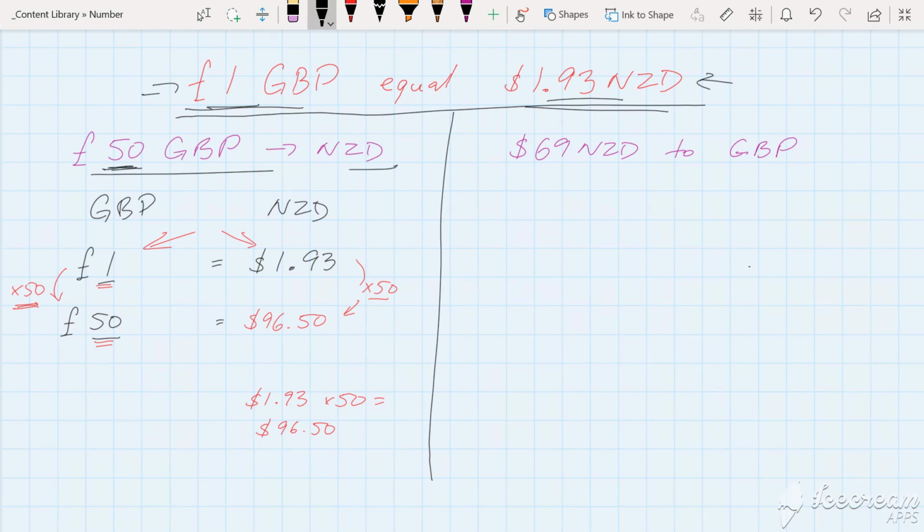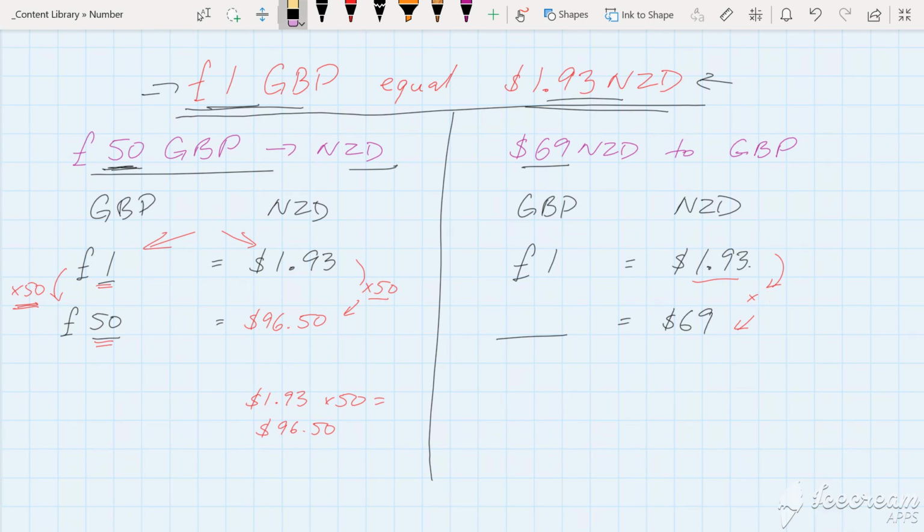In this case, we're still going to put our heading in up here, make it really clear and obvious, and we're still going to write our exchange rate in under here. This time, however, we know the amount of New Zealand dollars, which is going to go in over here, and we need to find out the equivalent amount of British pounds. So I need to figure out, in order to get from $1.93, what do I have to times by to get $69?